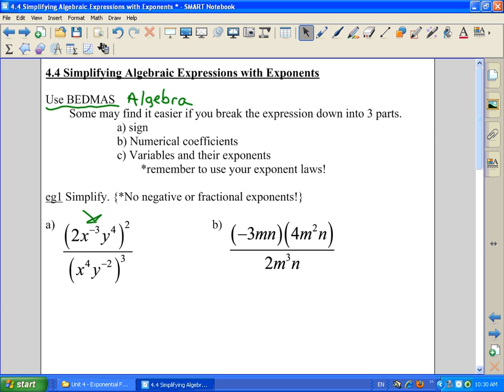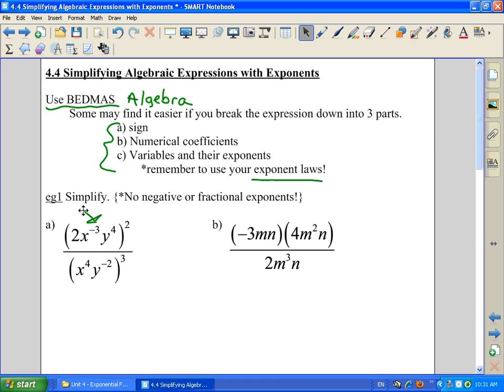And in grade 10 or maybe grade 9, you may have found it easier to break it into 3 parts because it can get complex. So when you're multiplying or doing power of a power or taking a root, break it into 3 parts. It's going to be easier for you. So you break it into the sign, the numerical coefficient, then deal with the variables and the exponents. And just remember your exponent laws, and also, folks, radical laws are tied into exponent laws as well, simply because a radical can be expressed as an exponent and vice versa.